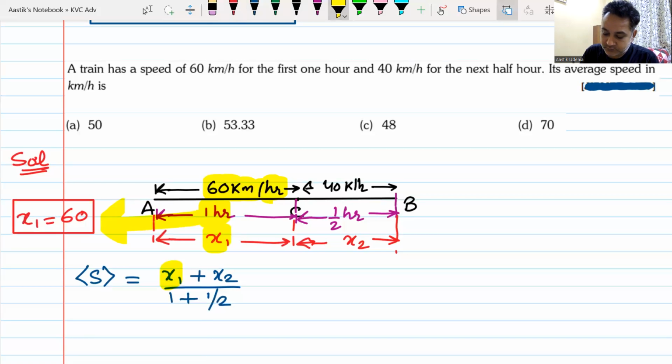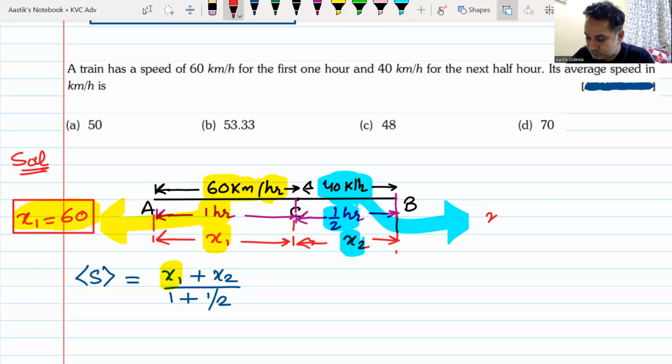Okay. Then from here, you can get the value of x2 from these three quantities. What is the value of x2? It moves with 40 km per hour for half an hour. What will be the distance traveled? 20, sir. 20 kilometers would be the distance traveled.